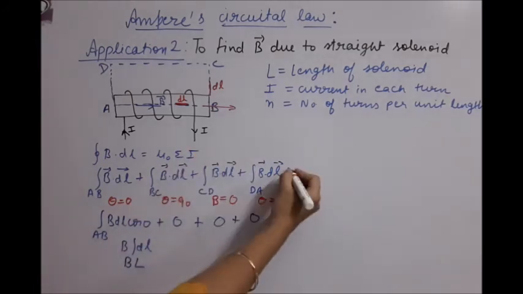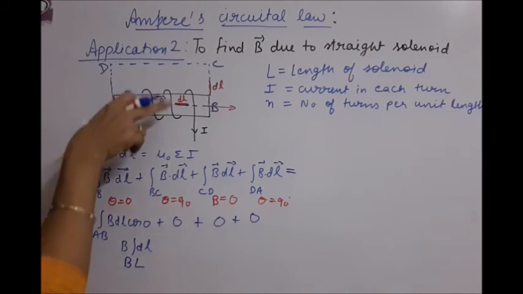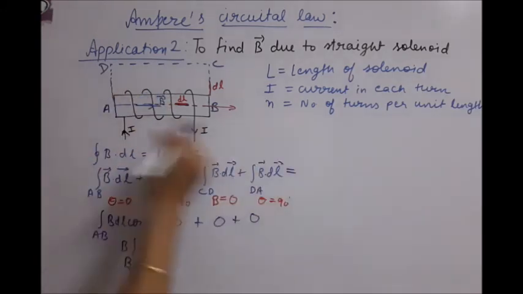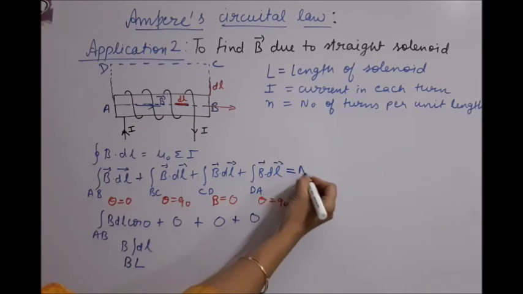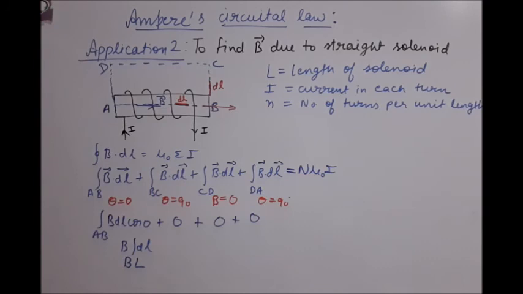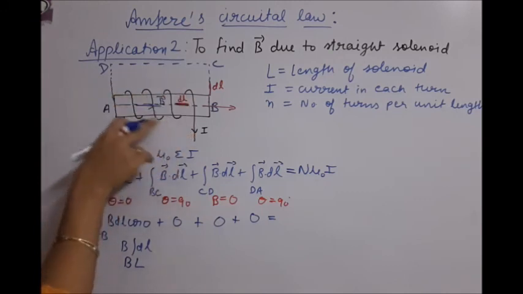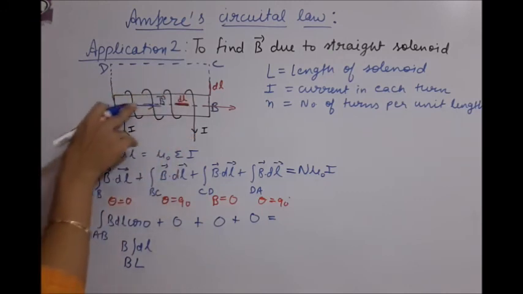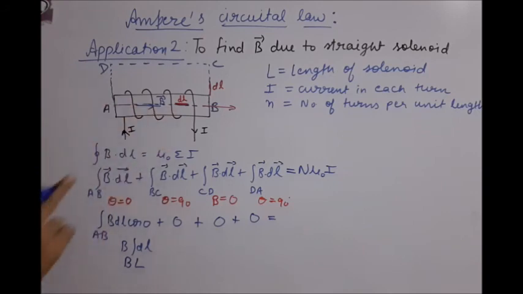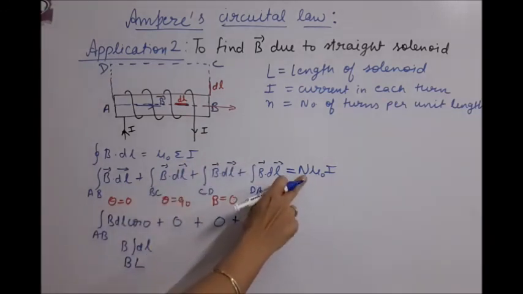Now let us solve the right side, mu 0 summation I. What do we have to do? Here a number of currents are appearing. Suppose these turns total N. So we have to do N times mu 0 I. The currents are flowing in series only. We are not saying that the current is becoming greater and greater in each turn. No, but each current's effect is multiplying. That's why we have to put in the effect of turns.